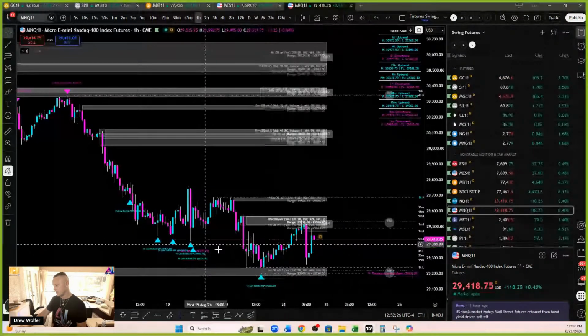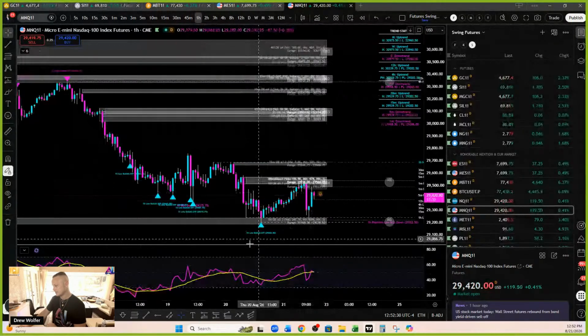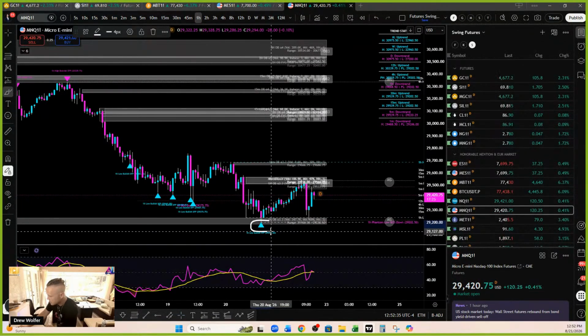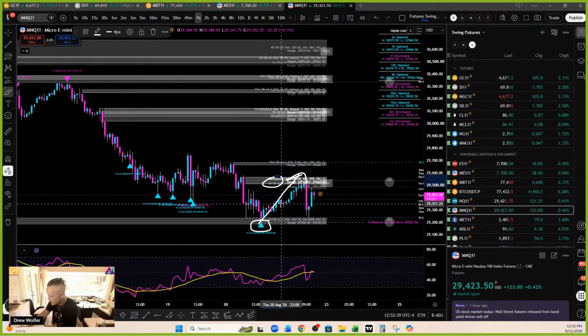Triangle comes inside of the box, opposing divergence, right, is the best case scenario. This one, it didn't get the divergence. Right here, you got the triangle inside of the box. You can still absolutely enter and target your next box up.